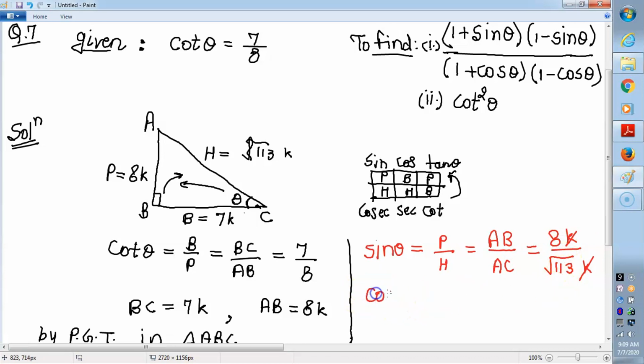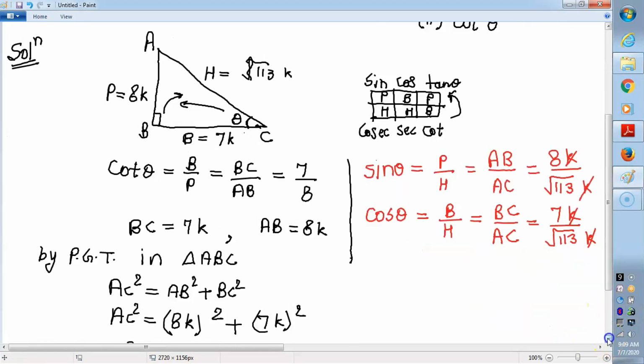Now let's write the values of cos theta. It will be base upon hypotenuse, no? So in our diagram, base is BC, hypotenuse is AC. Base is 7K and hypotenuse is root 113K. K and K get cancelled. In this way we'll get cos theta.